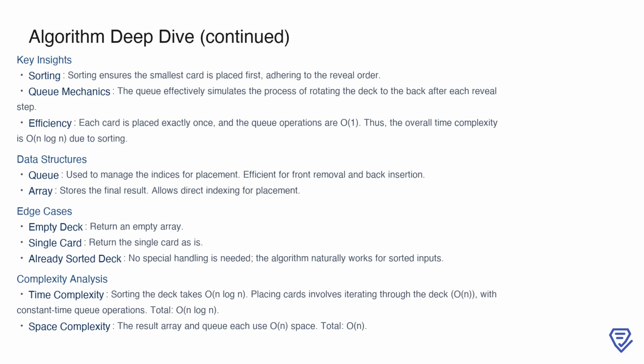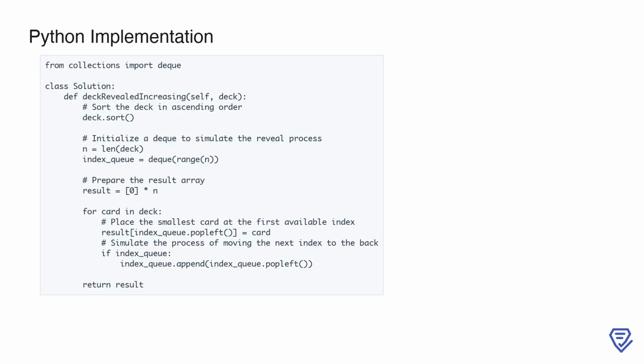The algorithm handles edge cases seamlessly. For an empty deck, we return an empty array. For a single card, the card itself is the result. If the deck is already sorted, no additional handling is required as the algorithm naturally works for such inputs. Overall, this method combines sorting, queue mechanics, and direct indexing to efficiently reconstruct the original deck order. This implementation solves the problem Reveal Cards In Increasing Order by simulating the process outlined in the problem description.